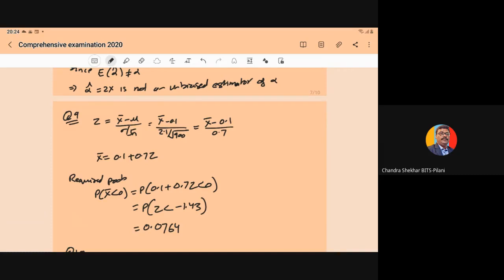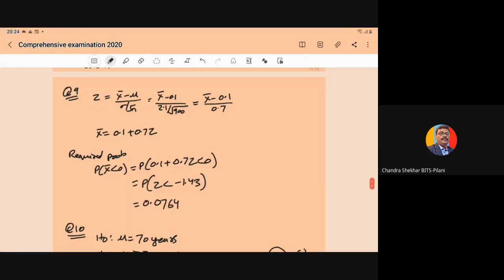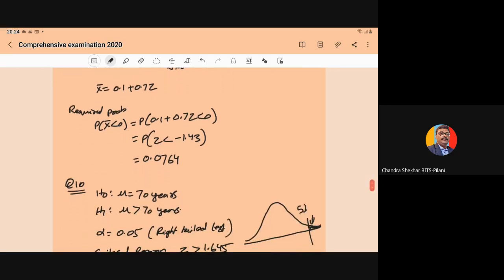Now in the question it is asked what is the probability that the sample mean is negative. So probability x bar less than 0. So x bar we have computed as 0.1 plus 0.7 into z. So probability 0.1 plus 0.7 into z less than 0, or it will give you probability z less than minus 1.43. So from the table its value will be 0.0764.